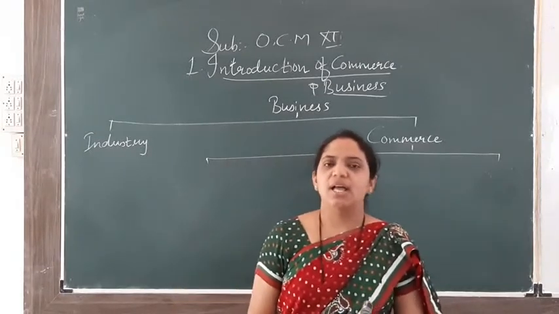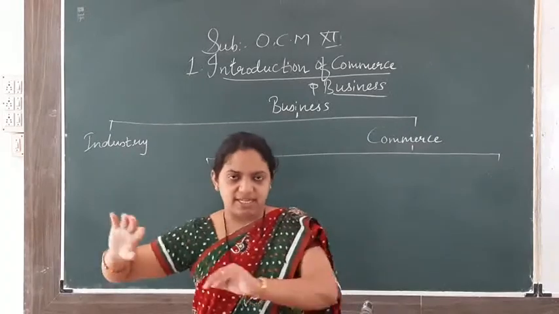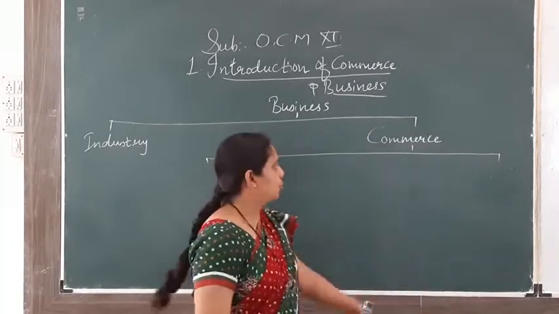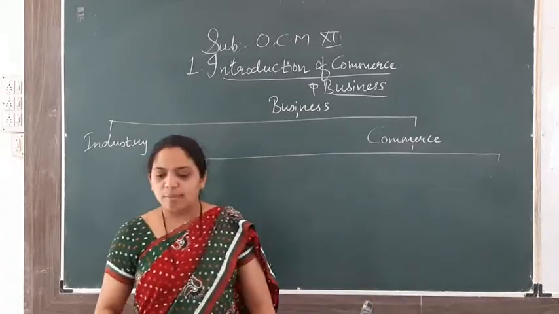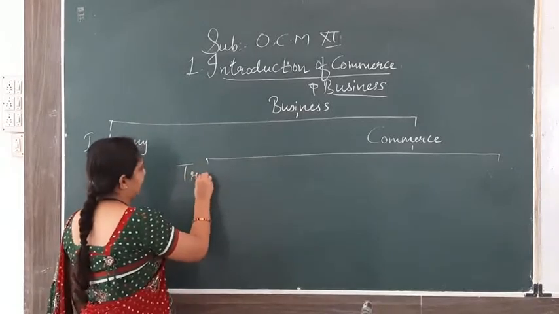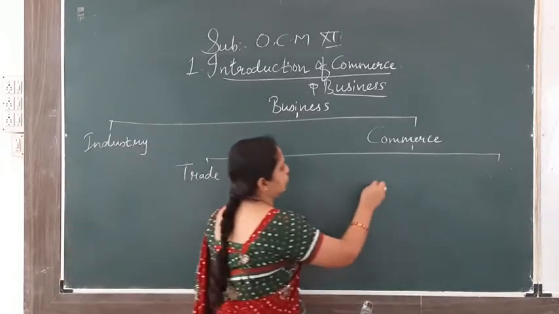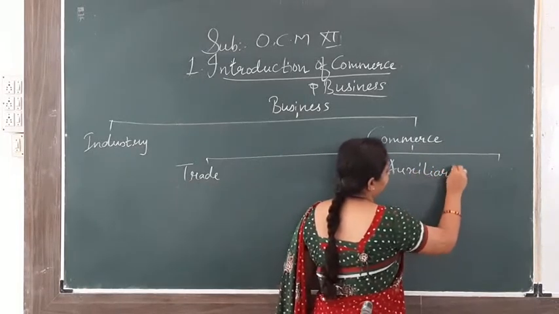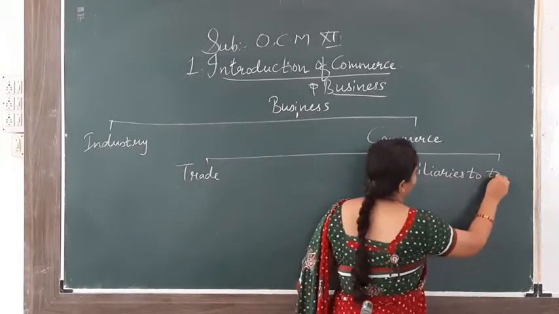In the last lecture I taught you the first half, and in this lecture I am going to teach you the second half of the diagram, which is commerce. Commerce is broadly classified into two big parts. The first is trade and the second is auxiliaries to trade. The first one we will see now is about the trade.